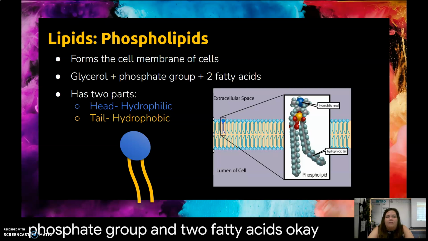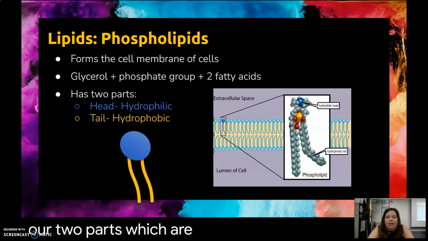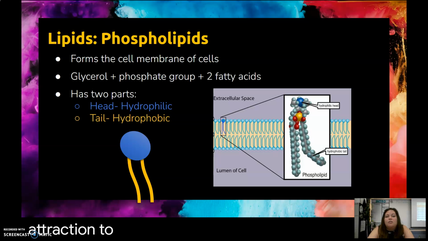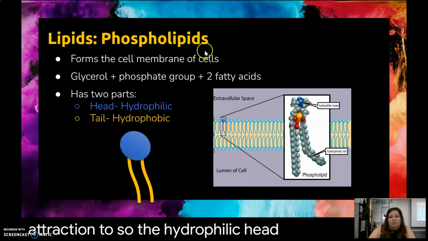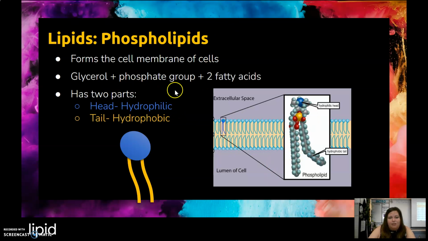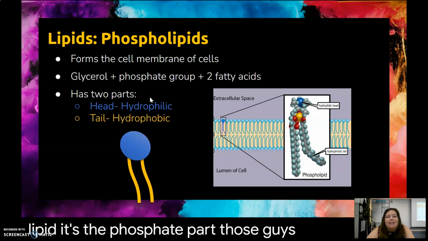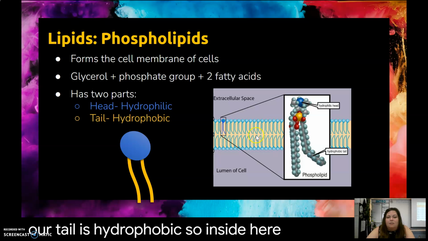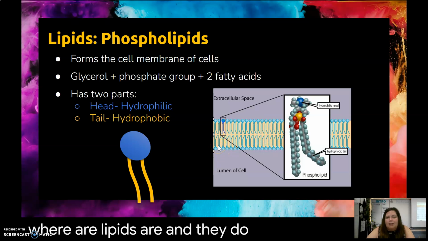We have our 2 parts, which are the head, which is hydrophilic. Hydro again means water. Philic refers to an attraction to. So the hydrophilic head, which is not the lipid part, it's the phosphate part, those guys like water. Our tail is hydrophobic. So inside here, this is where our lipids are, and they do not like water.